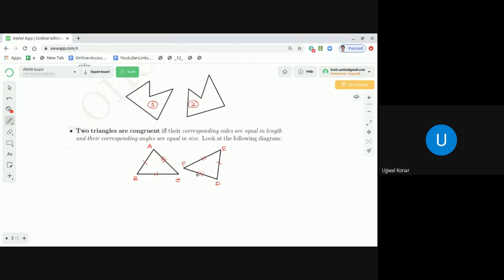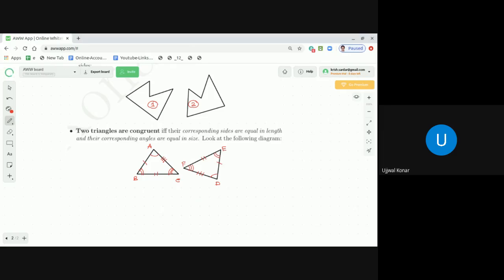So now three sides are equal and three angles also have to be equal. That means the angle A should be equal to the angle D. The measurement of the angle B should be equal to the measurement of the angle E, and the measurement of the angle C is equal to the measurement of the angle F. So dear students, these two triangles are said to be congruent.